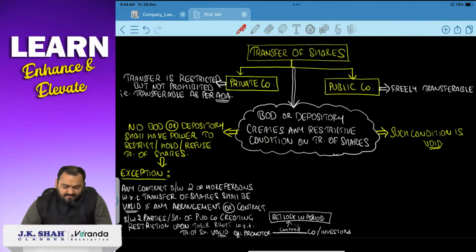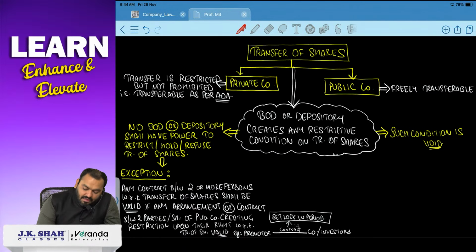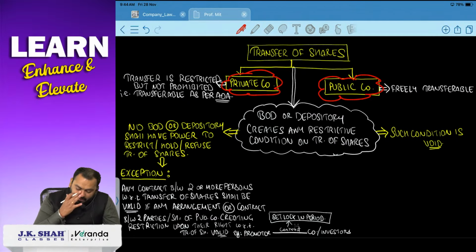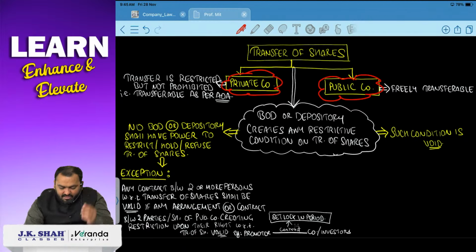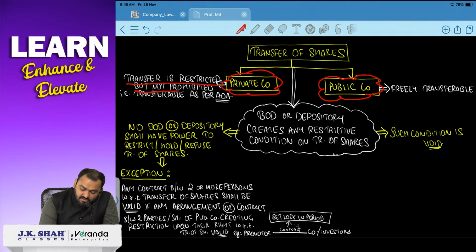Okay. After this, next we have transfer of shares. Concentrate. Very simple. Both types of companies can issue shares, right? Private company also and public company also. Come on, we are talking about transfer of shares. So tell me, are the shares of a private company transferable or not? Obviously, private company share transfer is restricted but not prohibited.